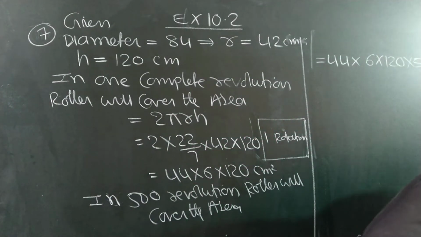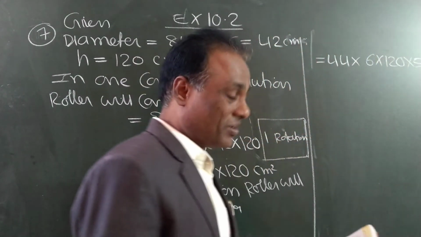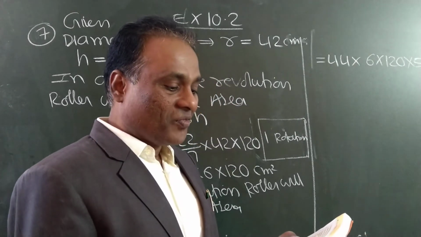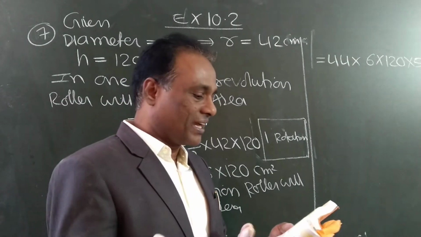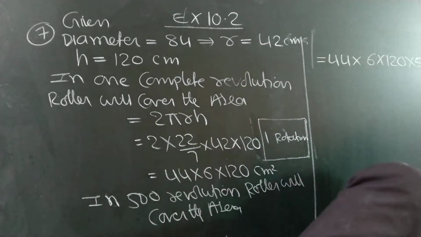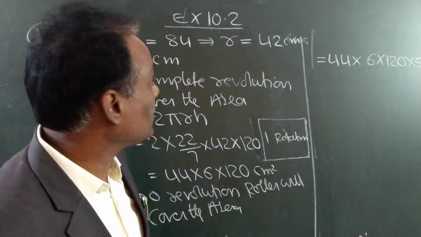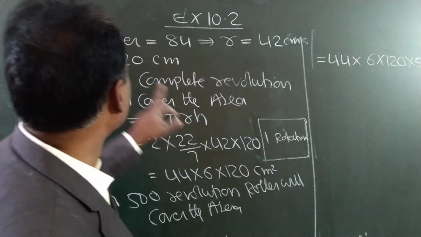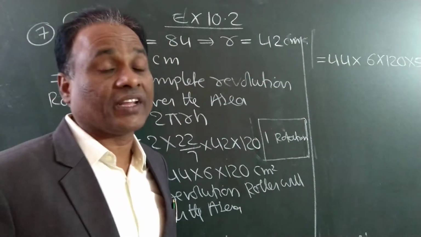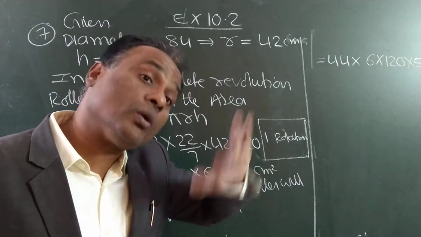See the question. Conversion is the problem. The question is, find the area of the playground in meter square. The question is in meter square, but we got centimeter square. Why did we get centimeters? Because R is in centimeters, H is also in centimeters. So we got centimeter square, but we have to get it into meter square.